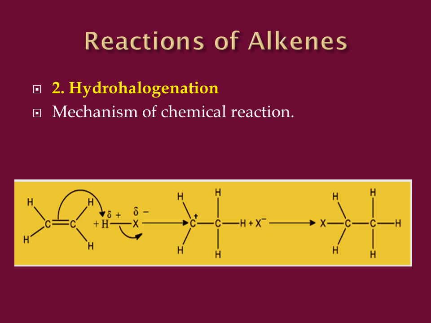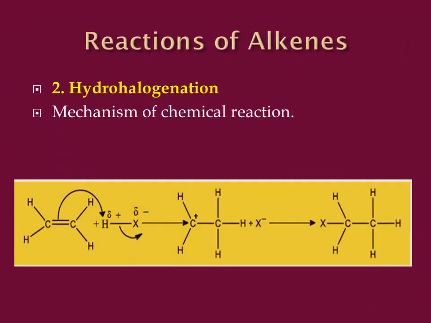Now you can see that here a carbocation is formed carrying a positive charge, and over here we have a nucleophile carrying a negative charge. So these electrostatic forces of attraction can be created, and this halide ion is going to attack this carbon atom making a bond over here. So this is the mechanism through which an HX halogen acid is added across the double bond.